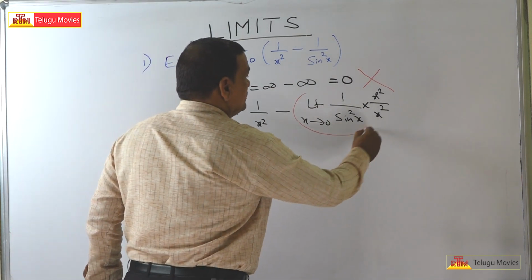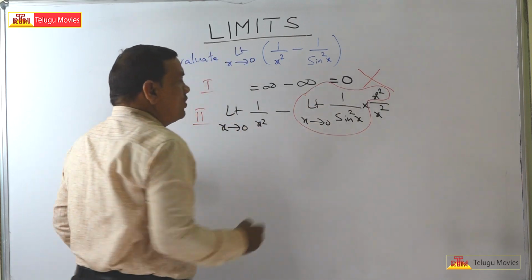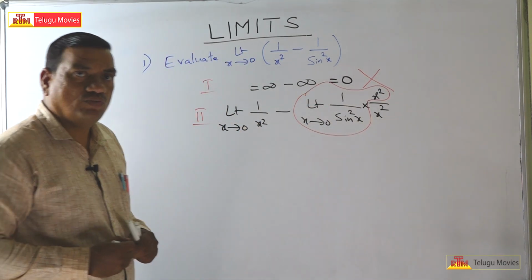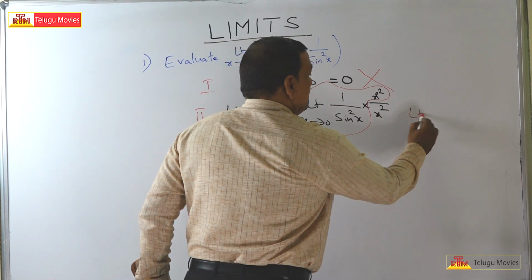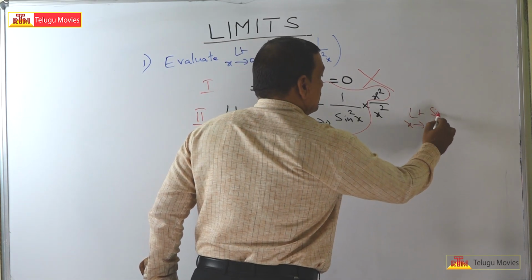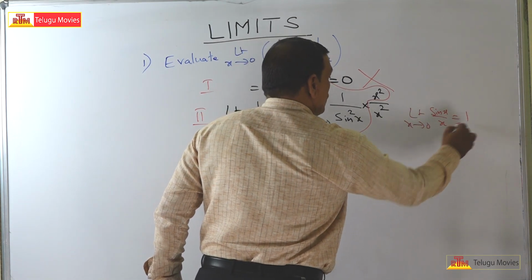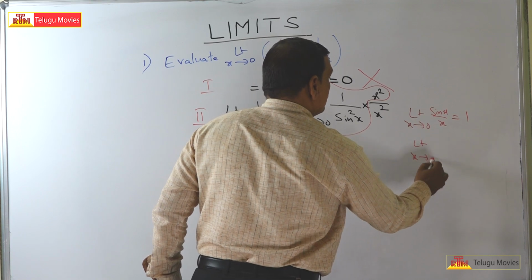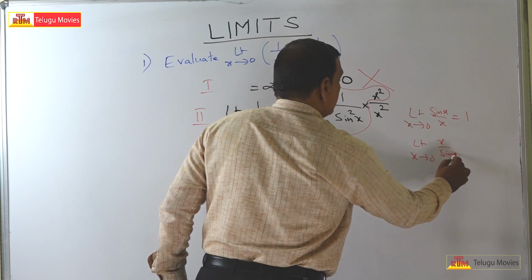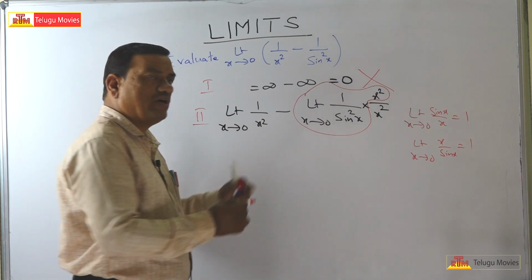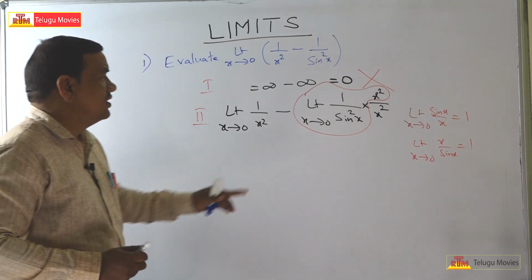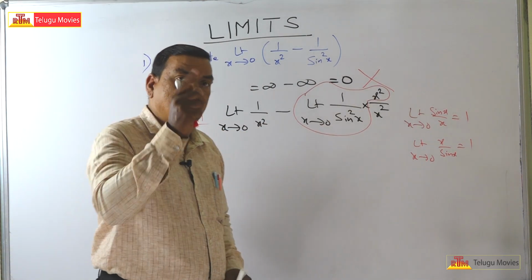Up to here, how much is the value? We know the formula: limit x tends to 0 of sin x by x is equal to 1. At the same time, limit x tends to 0 of x by sin x is also 1, so x square by sin square x has value 1. Therefore, up to here its value is 1.